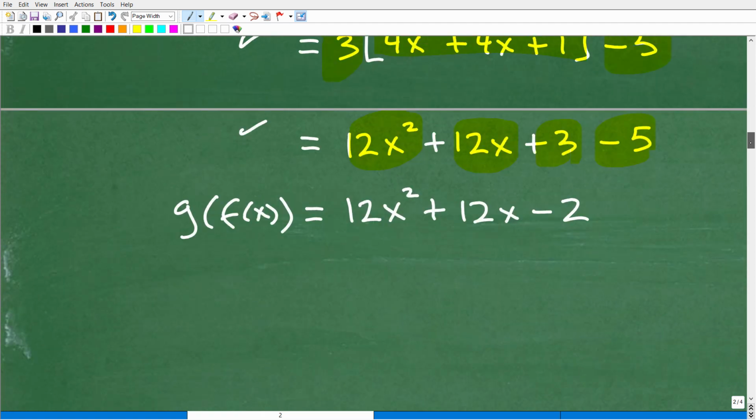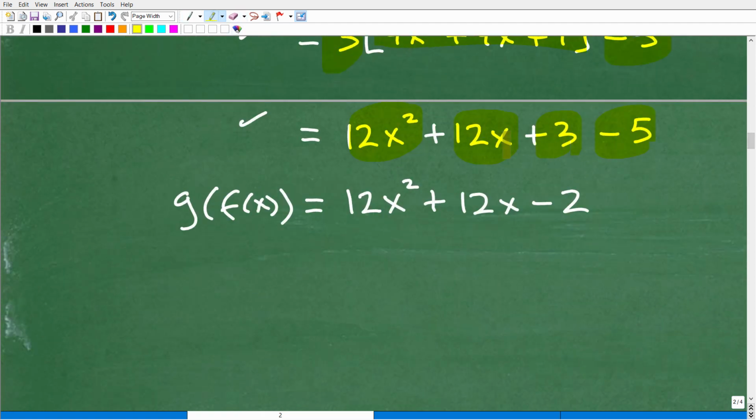All right, so now we just go ahead and clean this up. So 12x squared plus 12x, and then 3 minus 5, of course, is negative 2. And that is the final answer. That is g of f of x.